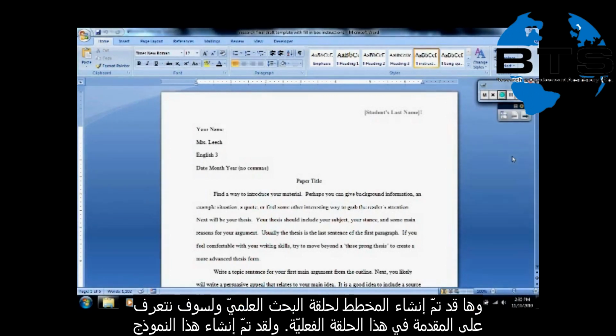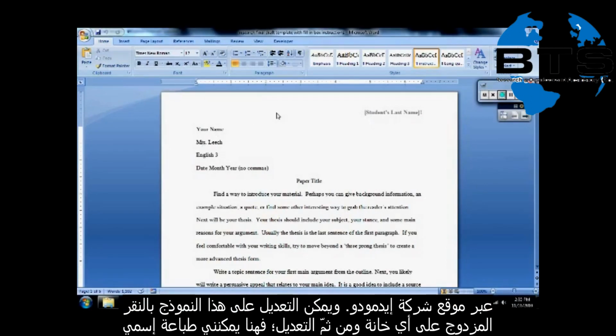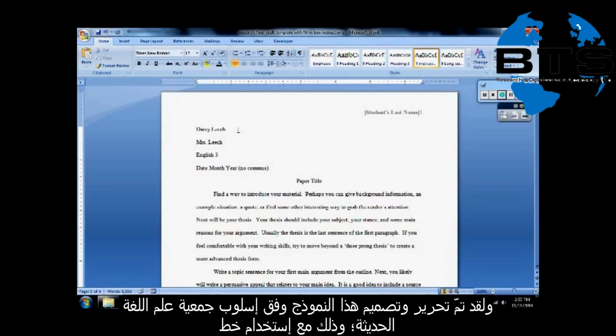At this point we have our outline created and we want to get into our introduction in the actual paper. This is a template I've created for you on Edmodo. What this template is, it's fill in the boxes, so if I click and type here, my name appears, and then it is no longer a text box, it's part of the original document.